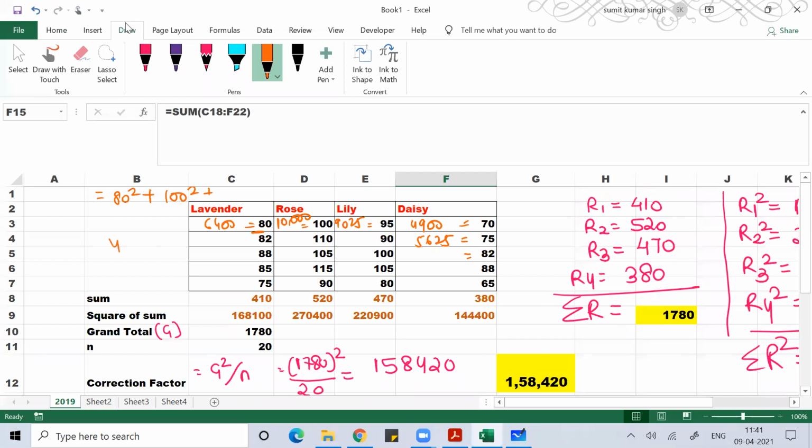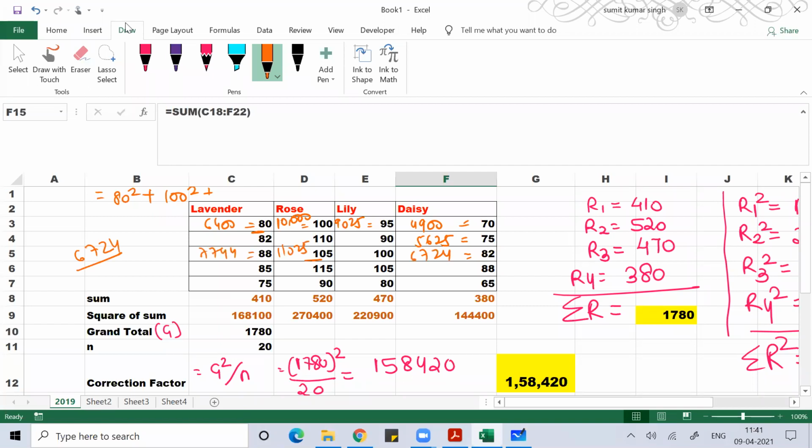82 square is 4. 8 2s are 16, 16 2s are 32, 3 carry, 6724. So 82 square is 6724. 100 square, 105 square is 11025. Like this, 88 square is 7744.